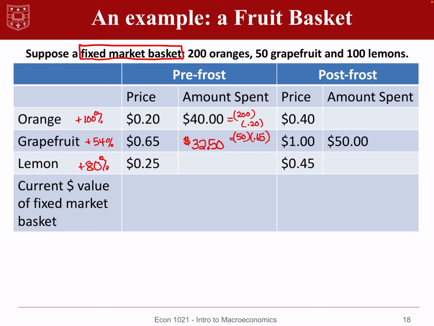And then similarly for lemons, we have 100 lemons in our market basket. Each one of them is 25 cents. And so the total spending on lemons would be $25.